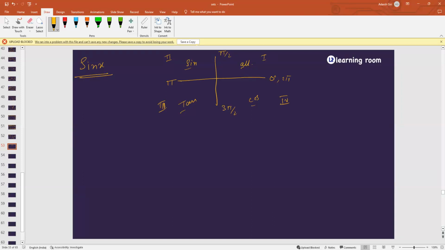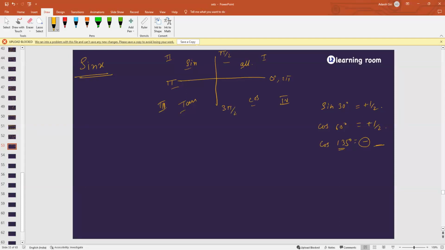For example, if I write sine of angle 30 degrees, 30 degrees lies in the first quadrant, so that will be plus 1 by 2. If I write cos of angle 60 degrees, even this is in the first quadrant, it will be plus 1 by 2. But if I write cos of angle 135 degrees, 135 lies between pi by 2 and pi, that is, 90 degrees and 180 degrees. I'll tell you how to find the value, but whatever the value, that will be negative for sure.